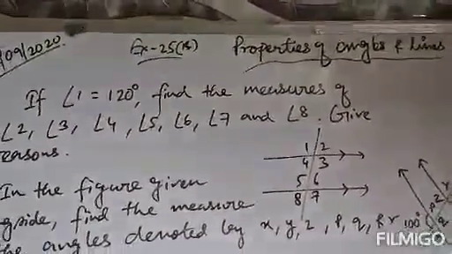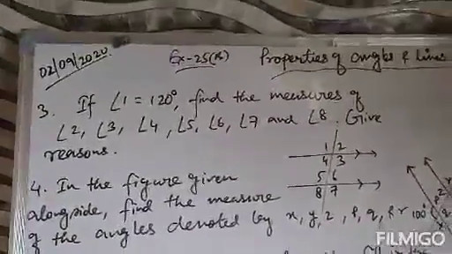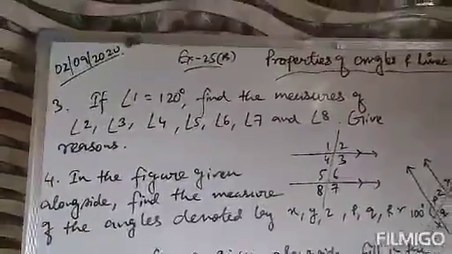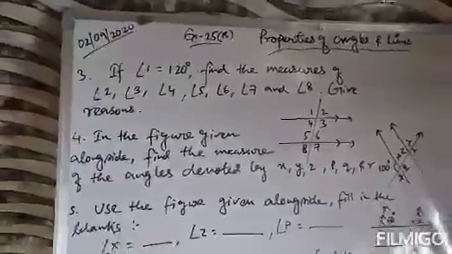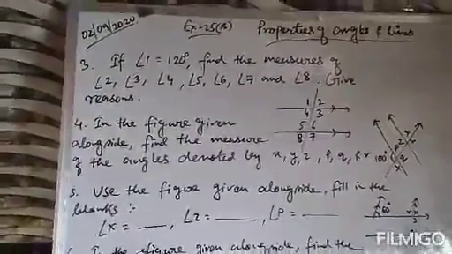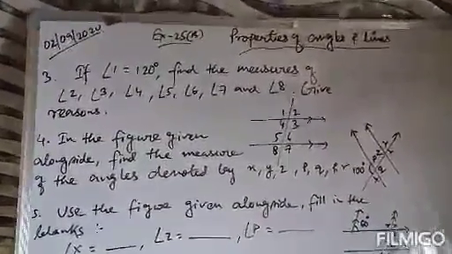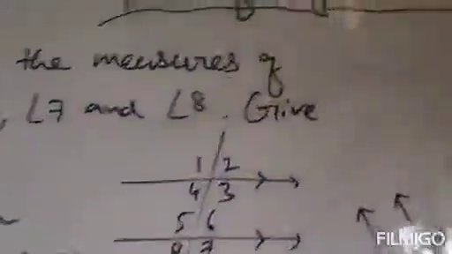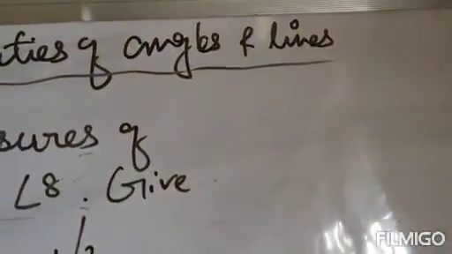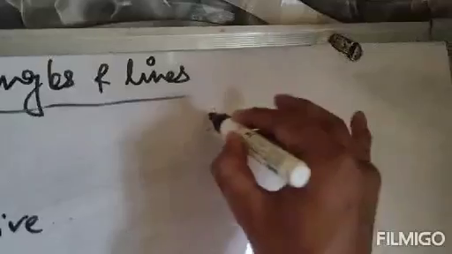Today we will start the properties of angles and lines, the same exercise, that is exercise 25b. In the previous session some questions were solved from this exercise and some questions were left. So we will solve today the remaining questions from your exercise 25b. First question is question number 3.